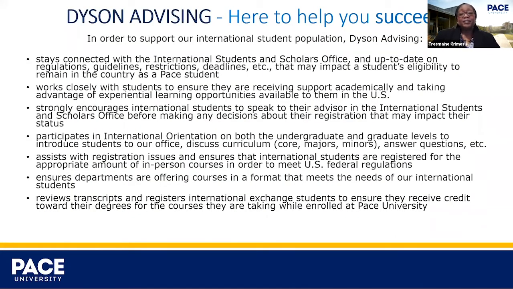One really important part of Dyson is our advising staff. The advising staff has a specific role in the lives of international students in that they're going to help you stay on track. As you know, you don't just need to stay on track in the classroom, you need to stay on track with all of your visa requirements. The advising staff in Dyson is extremely knowledgeable about how to do that. And so they'll help you with every aspect of your life while you are a student at Pace. They'll make sure you're doing what you need to do academically so that you don't have any difficulties with your eligibility. They'll make sure that you continue to stay on course with your academic work. They know all of the special rules and regulations that are required for international student populations.